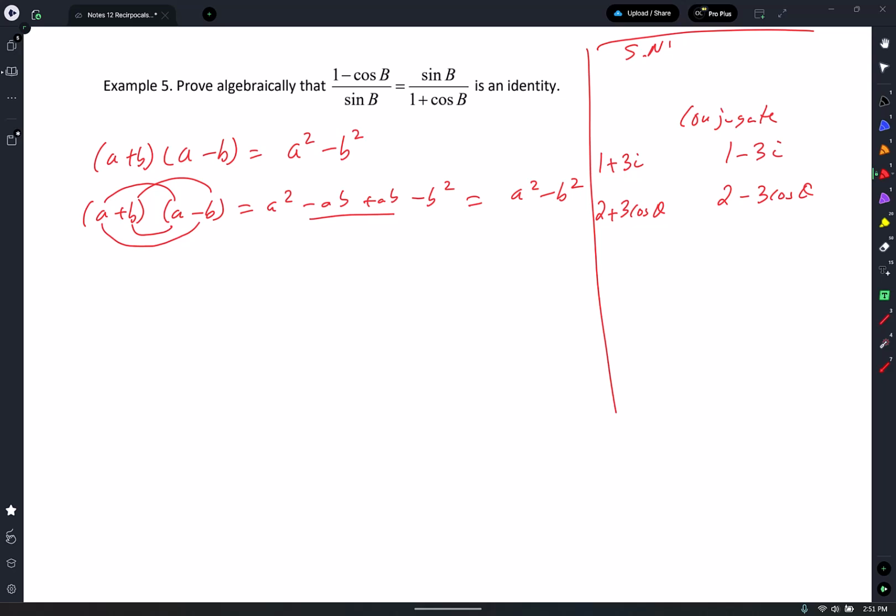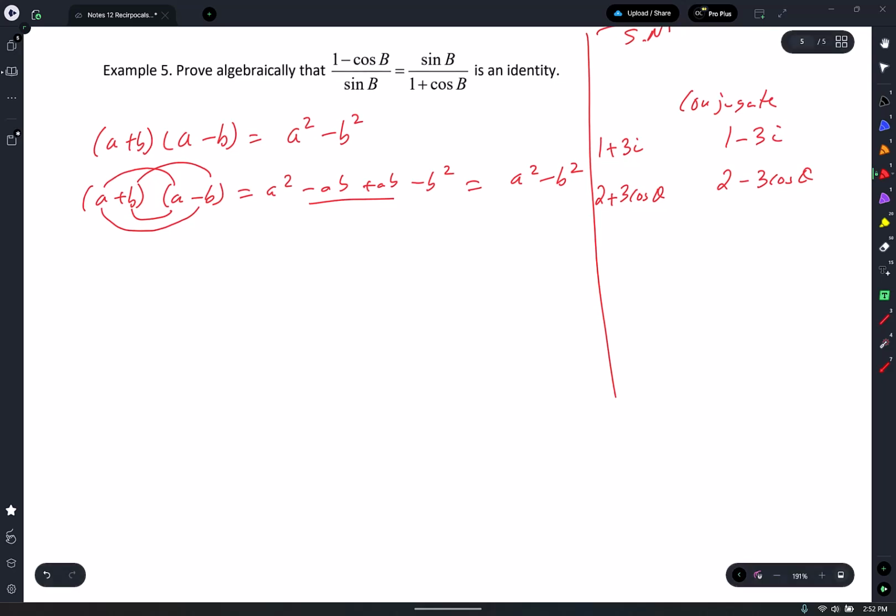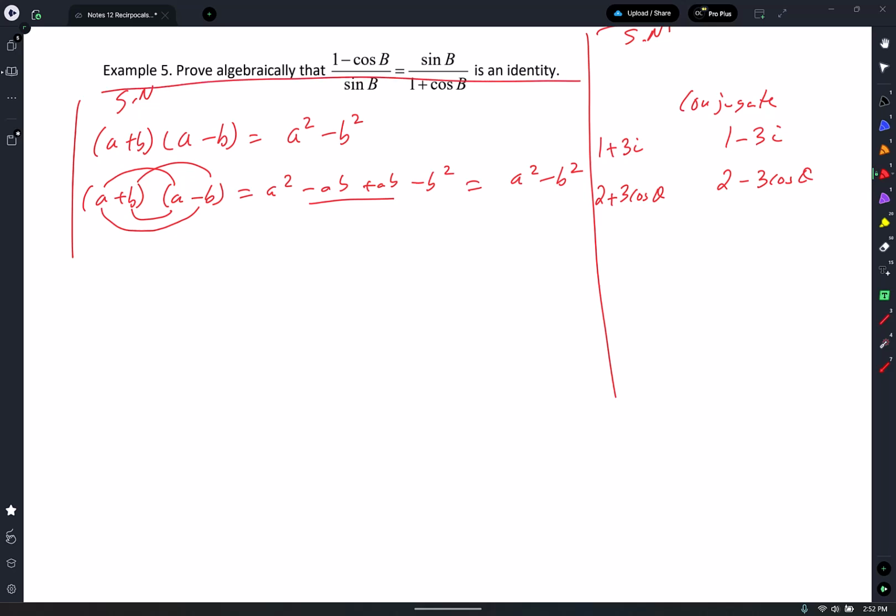Difference of squares is (a plus b)(a minus b). Really, that's what's going to help us out. So here we go. This was all just a side note. It says, prove algebraically that (1 minus cosine b) over sine b is in fact sine b over (1 plus cosine b).